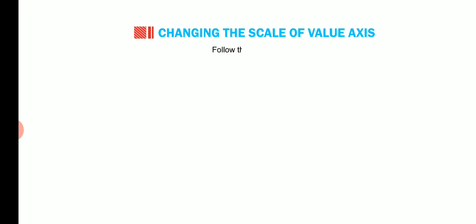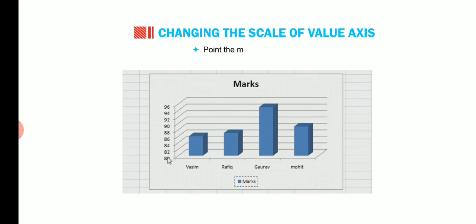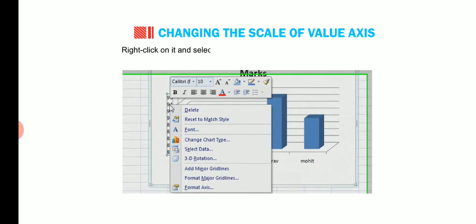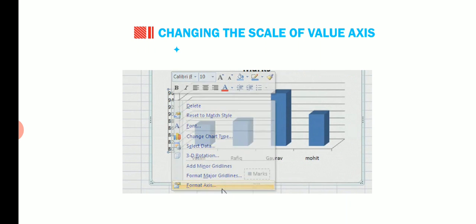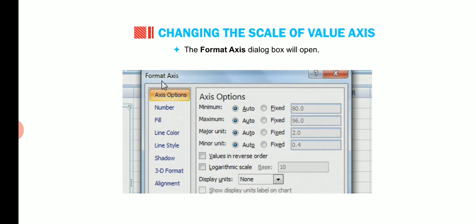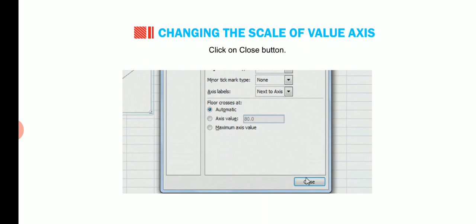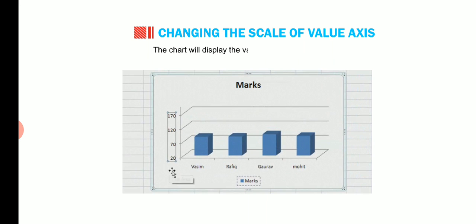Follow these steps. Point the mouse at the y-axis. Right-click on it and select the Format Axis option from the shortcut menu. The Format Axis dialog box will open. Select the axis options. Click on the Fixed option for minimum and enter 20 in the text box. Similarly, enter 200 in the maximum text box. Click on the Close button. The chart will display the values between 20 and 200.